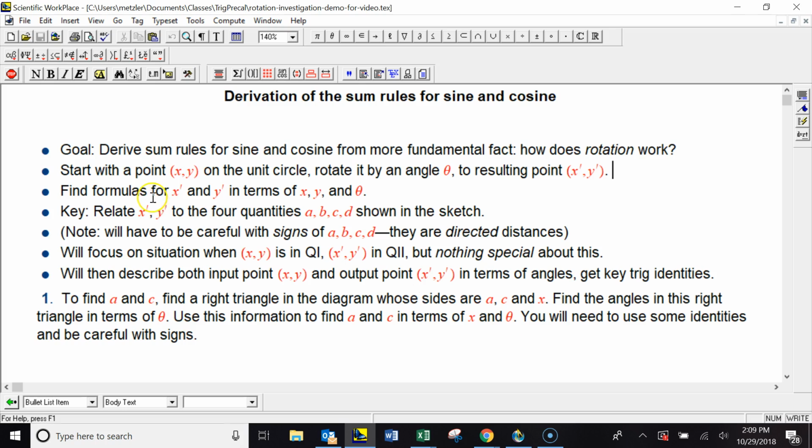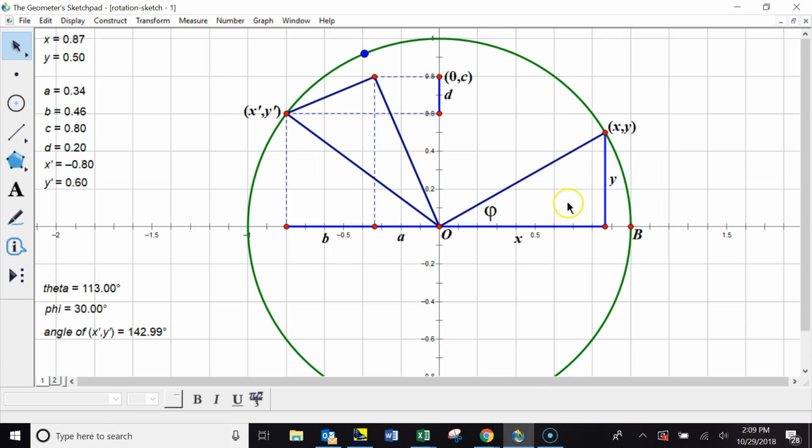And then we want to find formulas for the coordinates of the new point in terms of the coordinates of the old point and how much we rotate it by. Really a very natural thing to do, so let me show you the picture. There's a lot of stuff in this picture, but right now, just take a look at x, y. That's the point we're starting with. It happens to be on a circle just for convenience, so we can relate it nicely to cosines and sines without too much complexity.